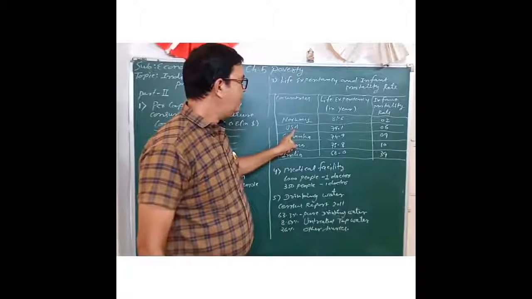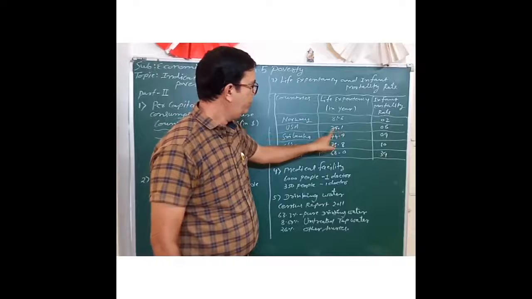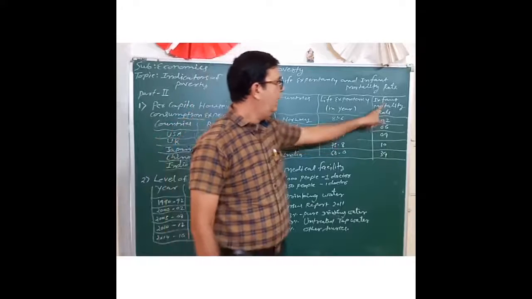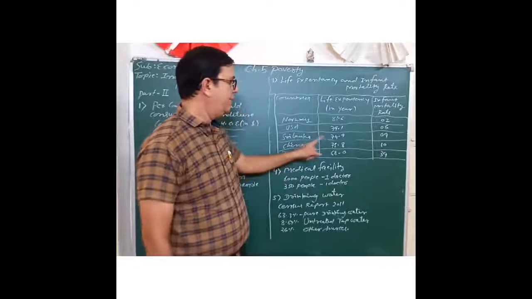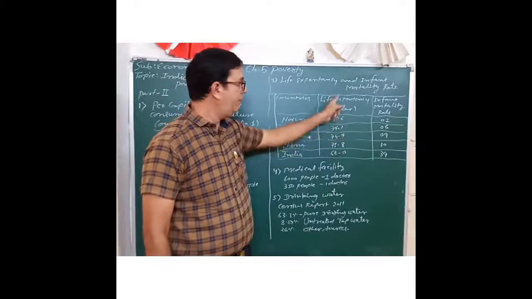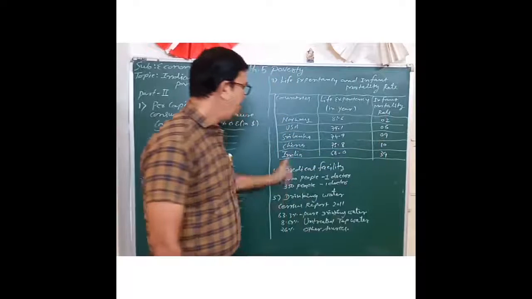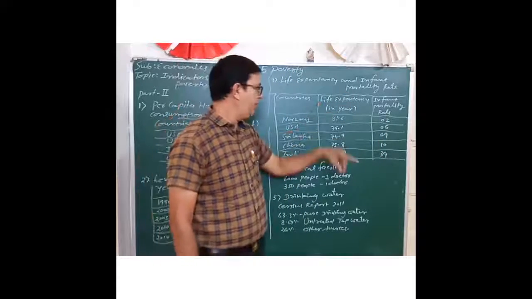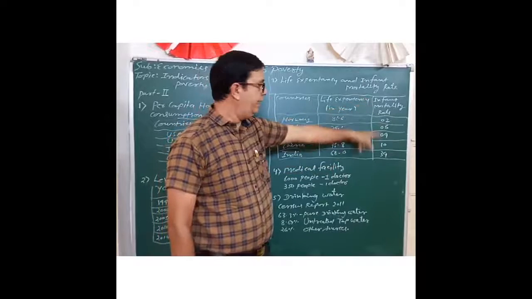Now USA life expectancy 79.1 years, and infant mortality rate only 6. Sri Lanka 74.9 life expectancy and infant mortality rate 9. In China life expectancy 75.8 years, infant mortality rate 10.